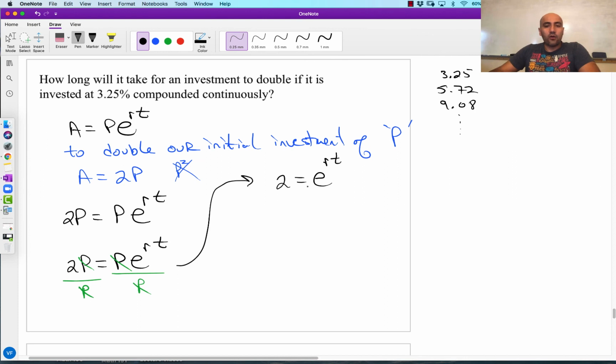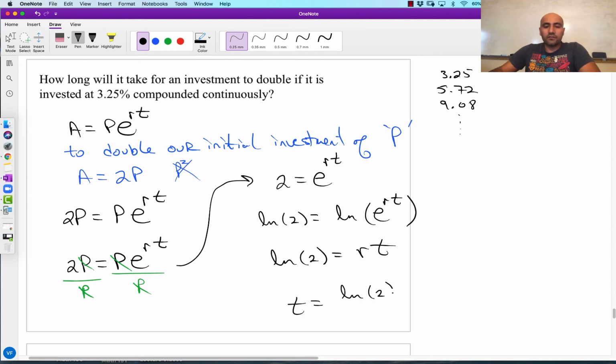Okay, so now we take the ln of both sides. So this would be ln of 2 equals ln of e to the rt. Good. These two operations cancel each other out. This is just some constant, just some decimal number. We can use our calculator to find it. And so we end up with ln of 2 equals rt. And so now if we divide by r, we get that t equals ln of 2 divided by r.